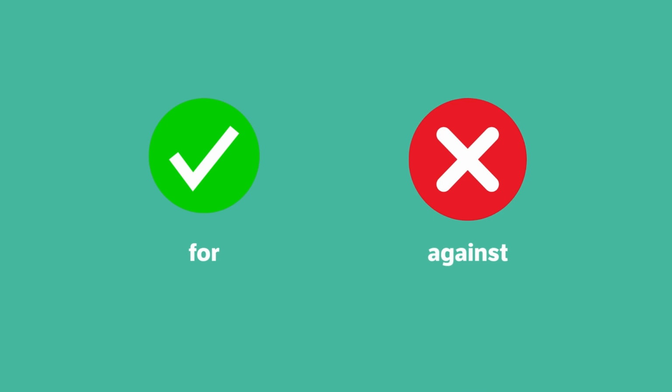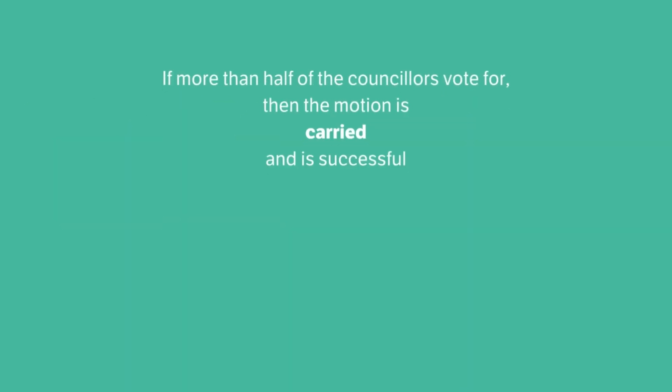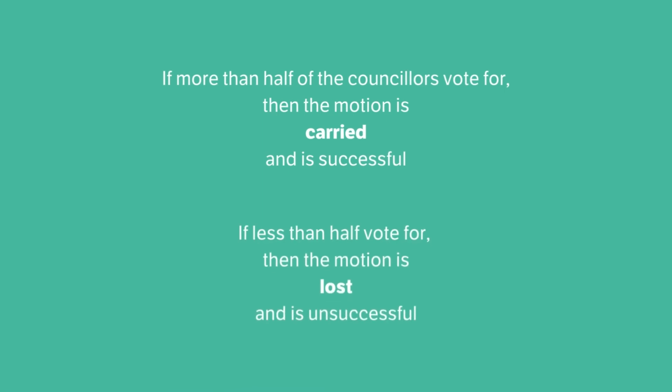The mayor will then ask for a show of hands of members who are firstly for and then against the motion. If more than half of the councillors vote for, then the motion is carried and is successful. And if it doesn't, then the motion is lost and is not successful.